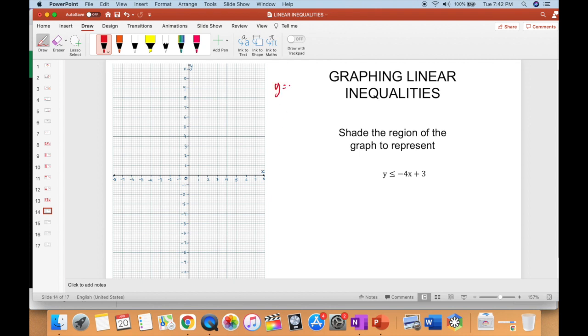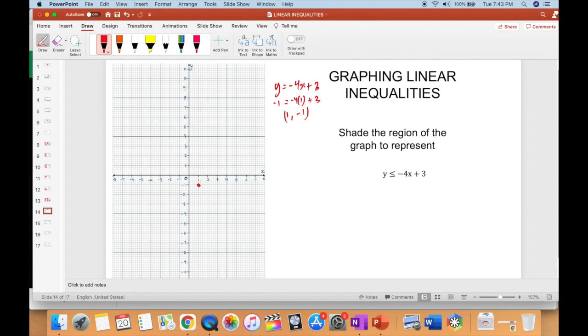So first thing is first, let's draw the line y is equal to negative 4x plus 3. So I'll choose x is 1. When x is 1, 1 times negative 4 is negative 4. Negative 4 plus 3 will give me negative 1. So we have the first point: when x is 1, y is negative 1.